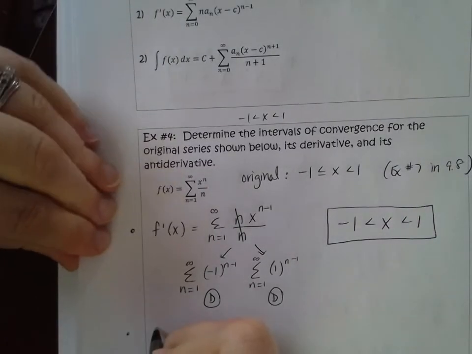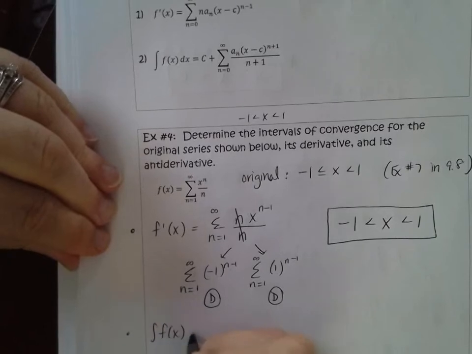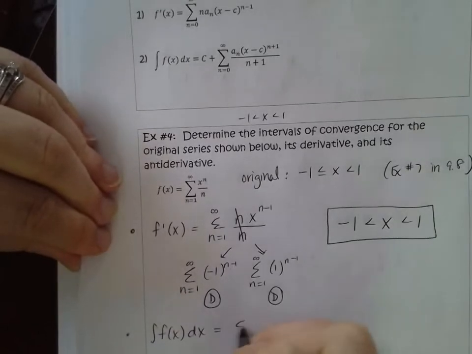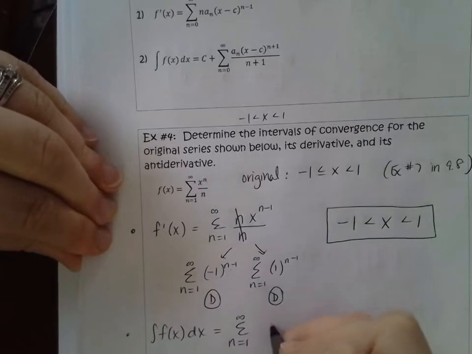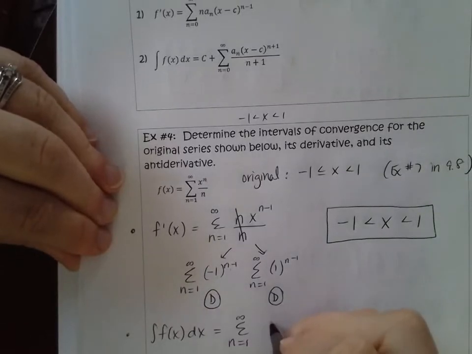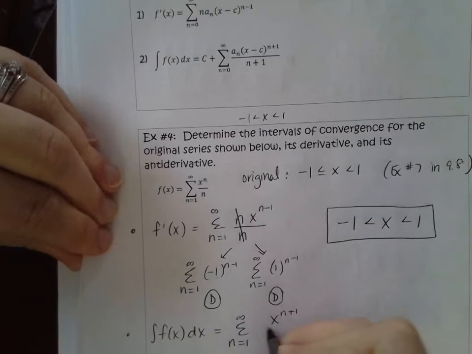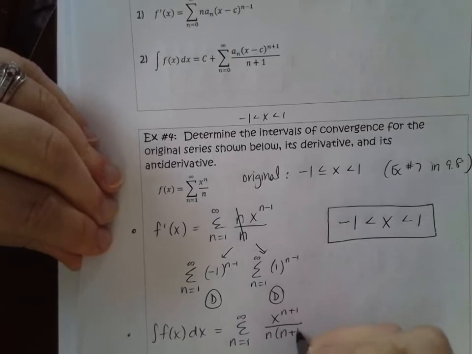My antiderivative, in this case 1 to infinity, is going to give me x to the n plus 1 over n times n plus 1.